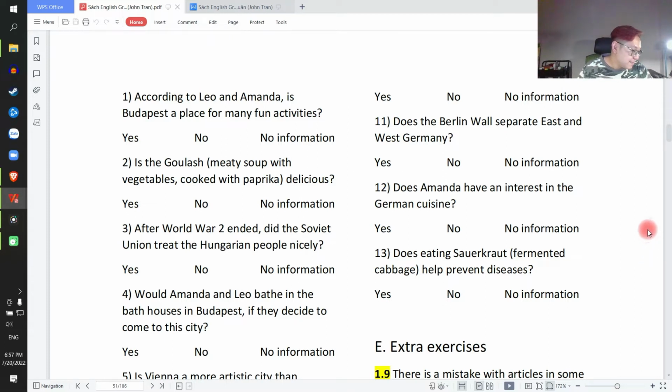Some people might argue that, okay, even though they say probiotics and vitamins, it doesn't directly say it helps prevent diseases, so it might be no information. Một số người có thể nói là cái thông tin trong bài nó nói là nó có chứa probiotics, chứa vi sinh và vitamin, nhưng mà chắc là nó giúp phòng ngừa bệnh đâu. Nó đâu có trực tiếp nói vậy đâu. Cho nên có thể là no information.